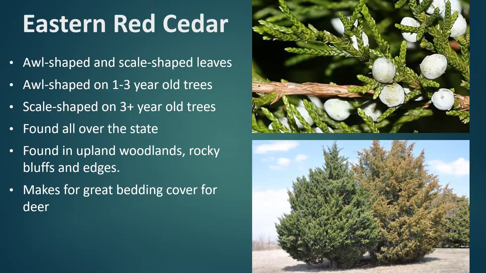Next up is the eastern red cedar. This tree you guys will see a lot hunting in Illinois. They have awl-shaped and scale-shaped leaves. Awl-shaped leaves make it a 1 to 3 year old tree. Scale-shaped leaves make it a 3+ year old tree. Again, found all over the state in upland woods, rocky bluffs, and tree edges, grown-up fields. These trees basically grow anywhere.